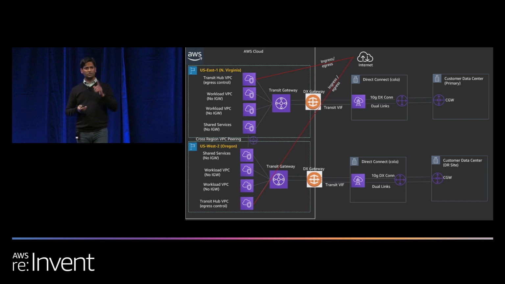And just today, we launched a new feature. From today, there is inter-region VPC peering. So I need to update this deck. So you don't have to necessarily do that shared services cross-region VPC peering. You can absolutely go with transit gateway inter-region VPC peering.